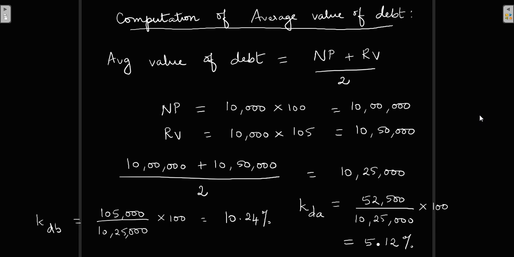So using this information, we will be able to find the cost of debt before tax as 10.24% and cost of debt after tax as 5.12%.